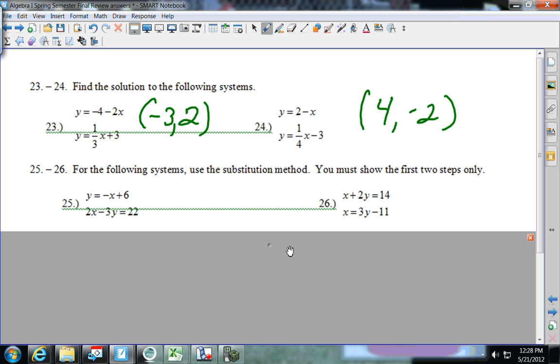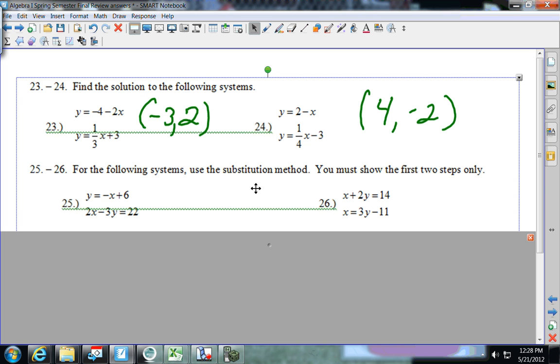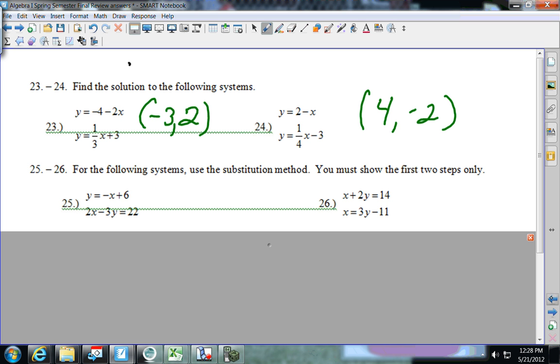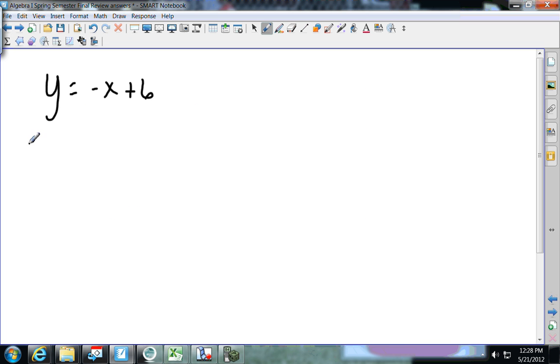The next ones, it says for the following systems, use the substitution method. You must show the first 2 steps only. Well, I'm going to go ahead though, and I'm going to write all this out. What is this? We have y equals -x plus 6, and 2x minus 3y equals 22.